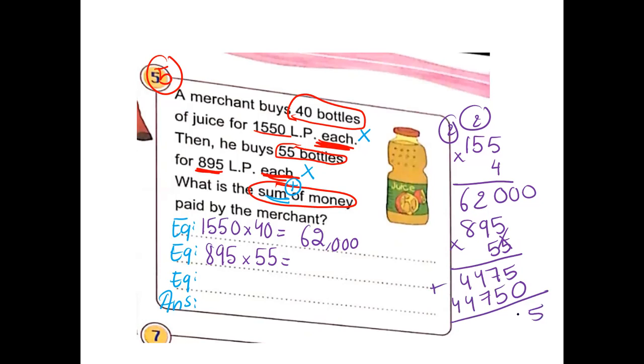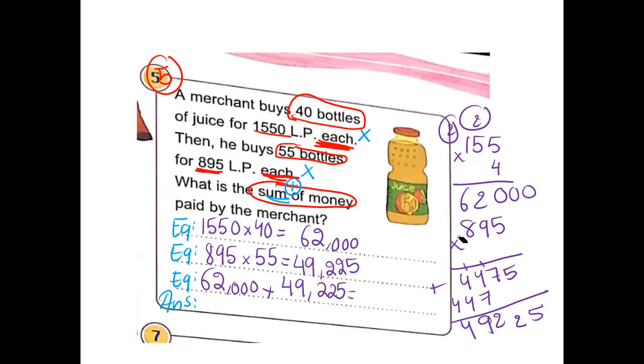Now let's add. 5 plus 0, 5. 7 plus 5, 12. 7 plus 5 again, 12. 5 plus 4, 9, and then 4. So 49,225. Now let's find the sum of money, the sum of all. هن 62,000 plus 49,225. So let's add.